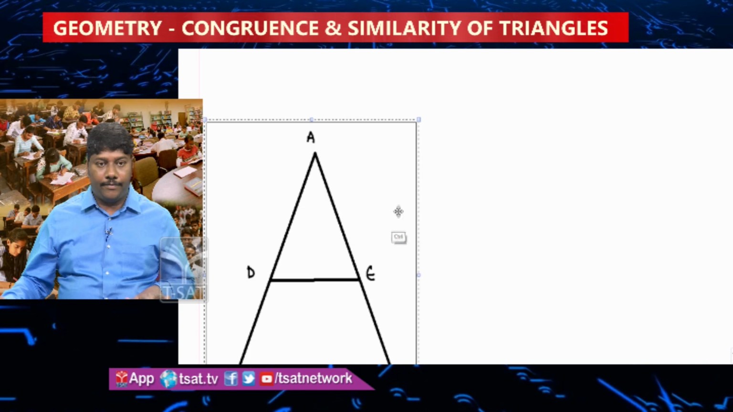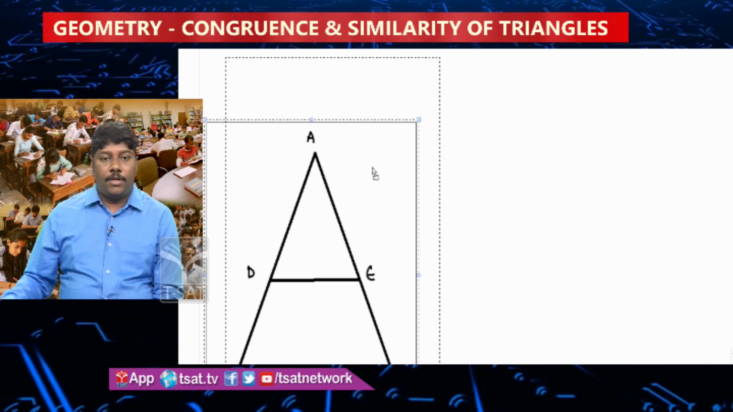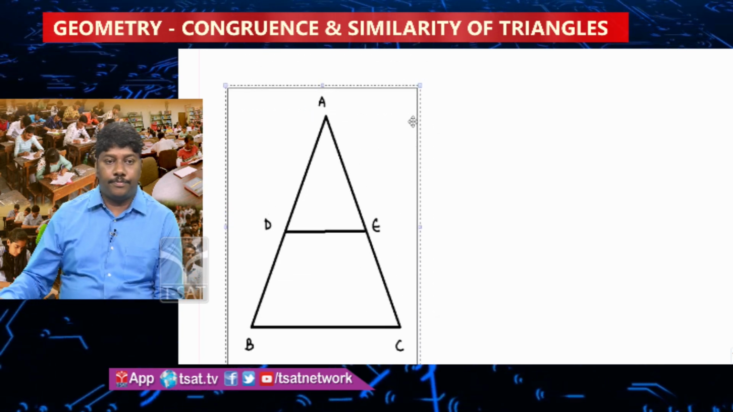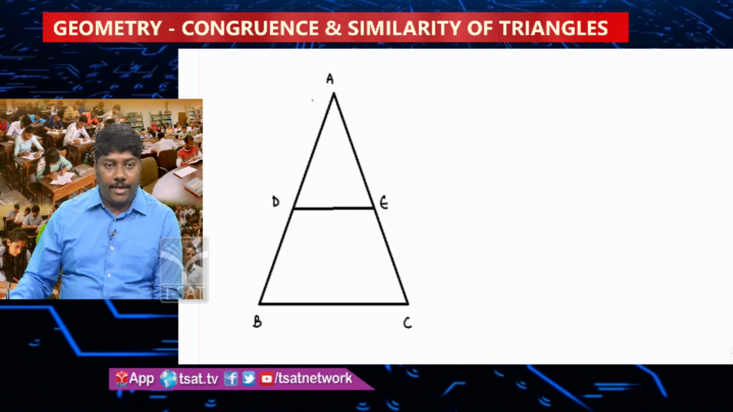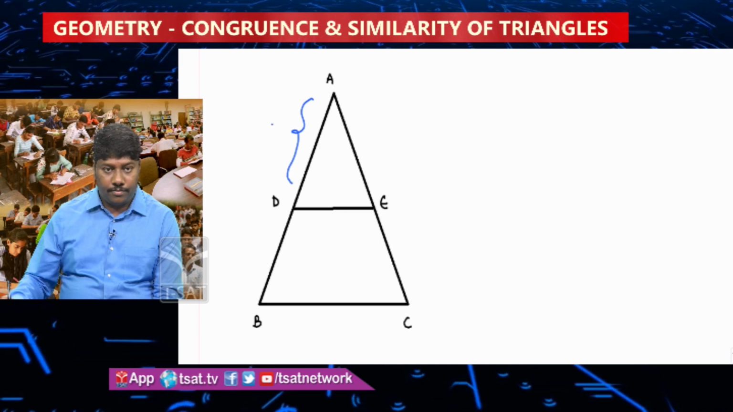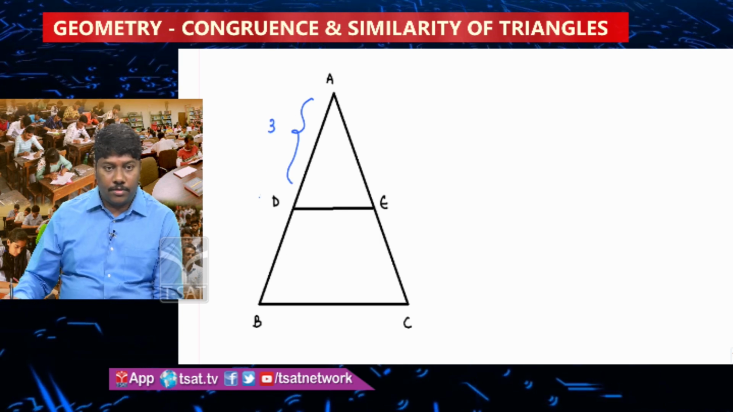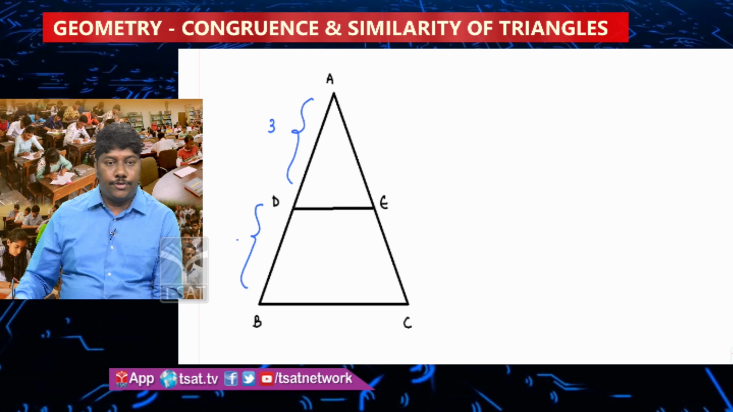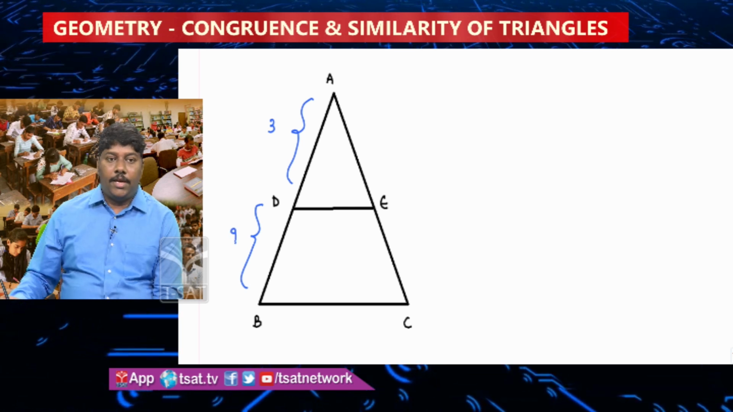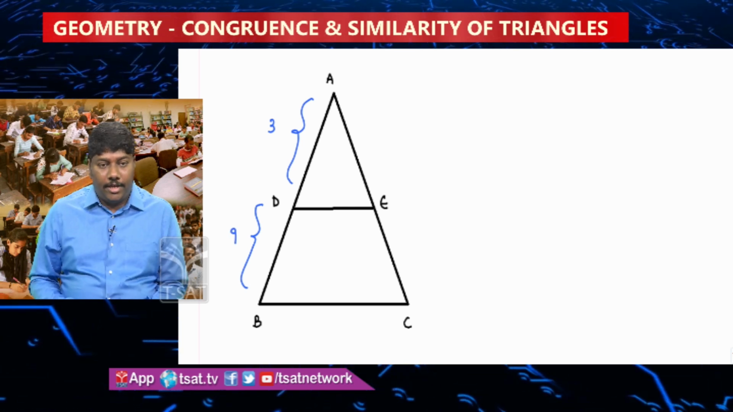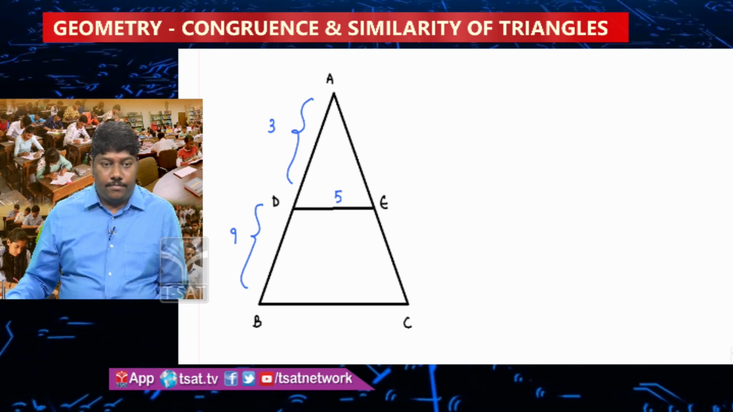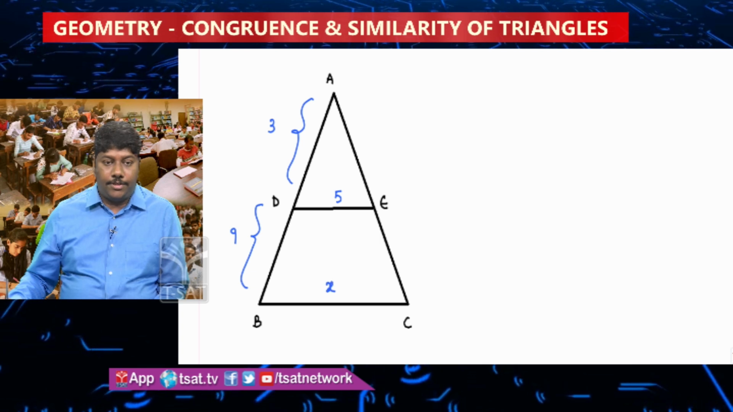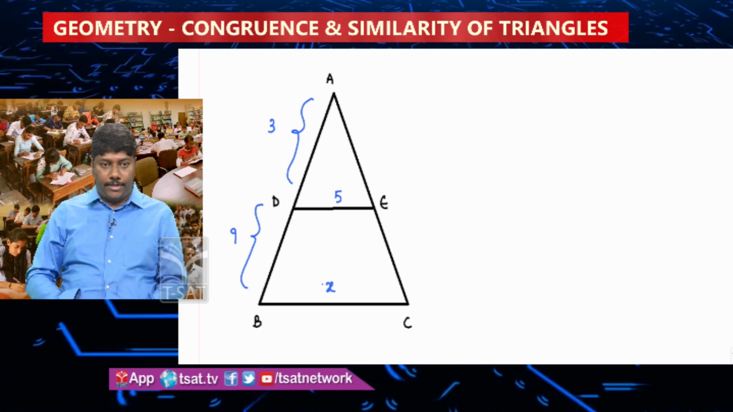Now, here one thing you have to carefully observe is, if I say AD is equal to 3, DB is equal to 9. AD is equal to 3, DB is equal to 9. If DE is equal to 5, BC is equal to how much? I am asking you to find the value of x.